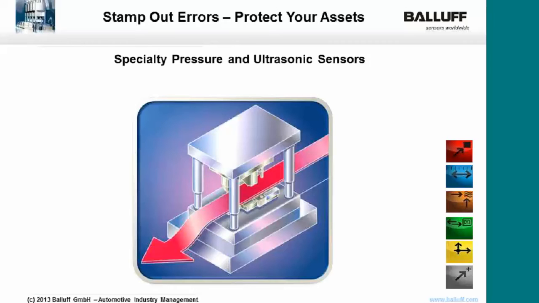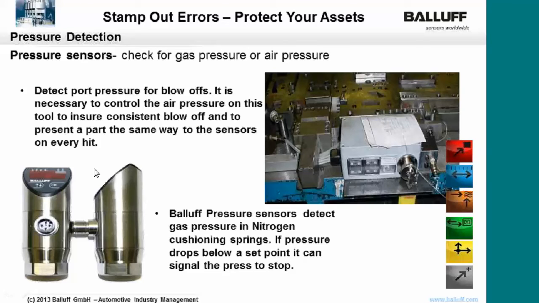Specialty pressure and ultrasonic sensors. Pressure sensors are often used inside the die to detect the presence of nitrogen gas. So what you'll have in a press is nitrogen cushioning springs. If the pressure drops below a certain point, you want the pressure sensor set to signal so that the press will stop. And you also have air ports for blow-offs. So you want to measure the air pressure to make sure that you have enough pressure to blow a part off the die so that you don't cause a die crash.